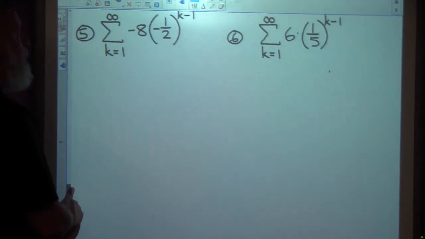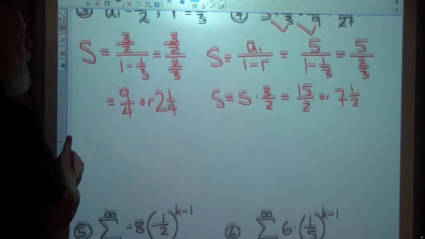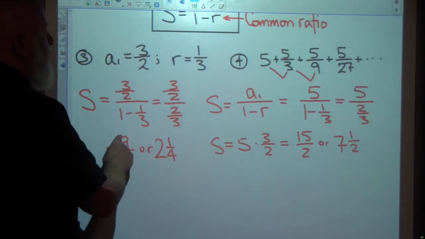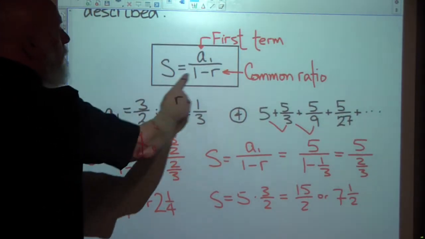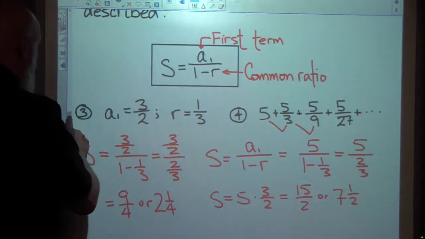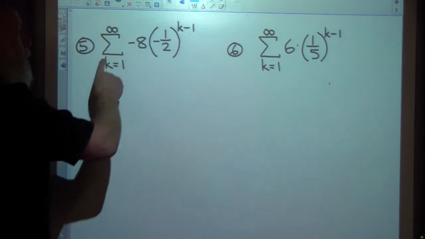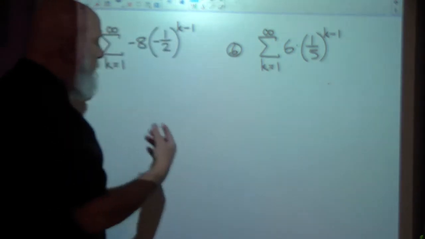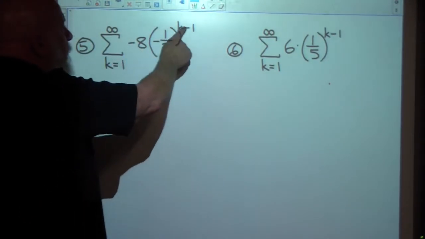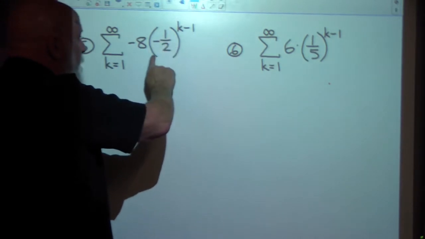Here we're using sigma notation. Well, what do we need? We need the common ratio, and we need the first term. So that's all I'm really interested in. I'm told in the instructions that this is an infinite geometric series. If I plug in a 1 here and then do this arithmetic, I'll get the first term.